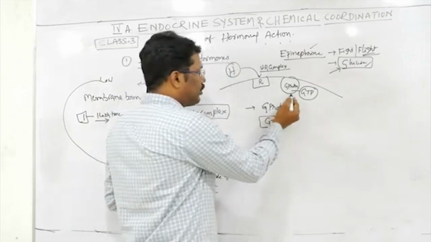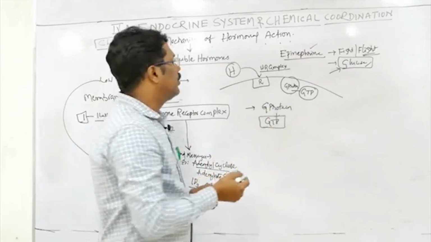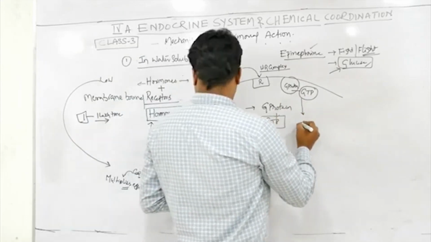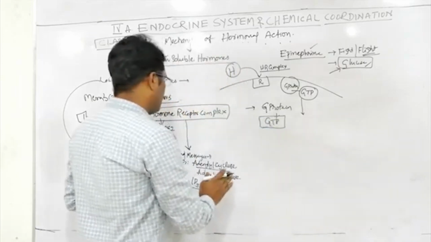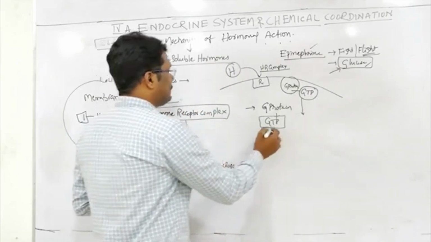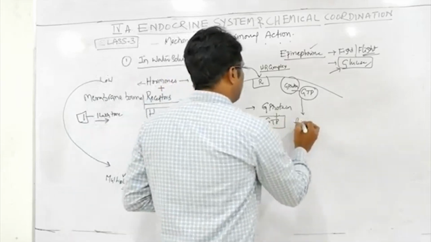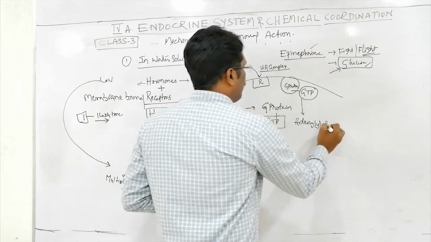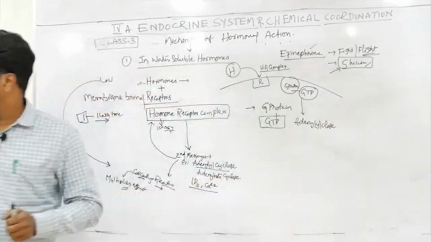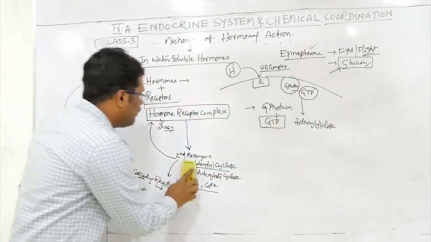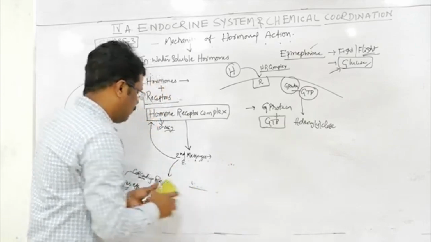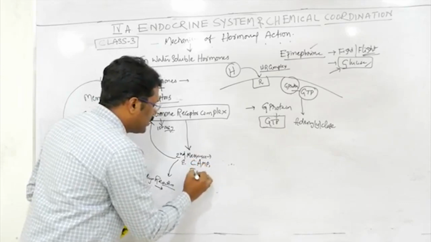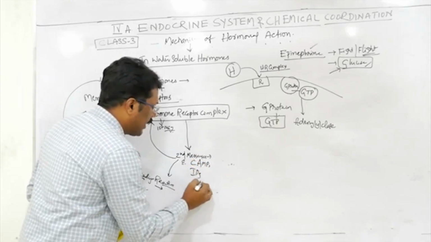So, the attachment of G protein, which is also another membrane bound protein, to the GTP causes the changes in the second messengers. The second messengers are cyclic AMP, the inositol phosphate and calcium ions.